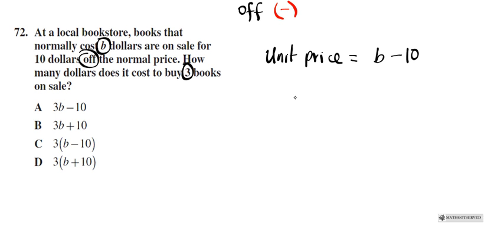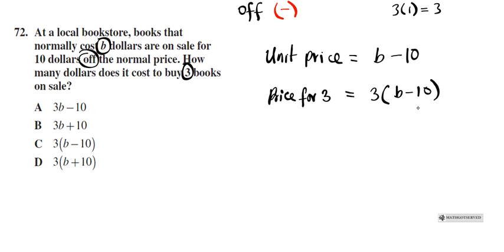Okay? So the price for 3 books is going to be 3 times the unit price, because 3 times 1 is 3, right? So we're going to triple the unit price. So it's 3 times the unit price, B minus 10. We have to put this in parentheses or else our answer will be wrong. Okay? So the answer for number 72 is basically C. All right, let's move on to 73.